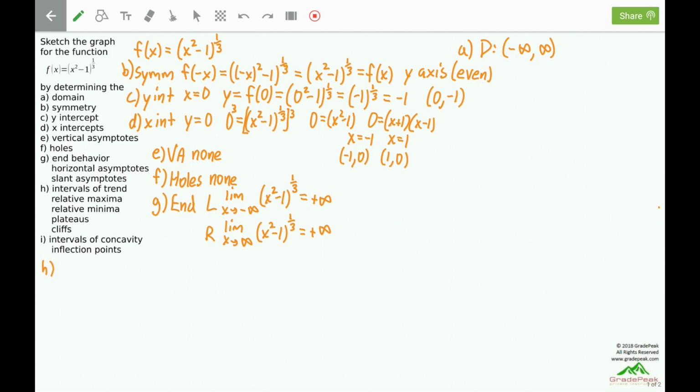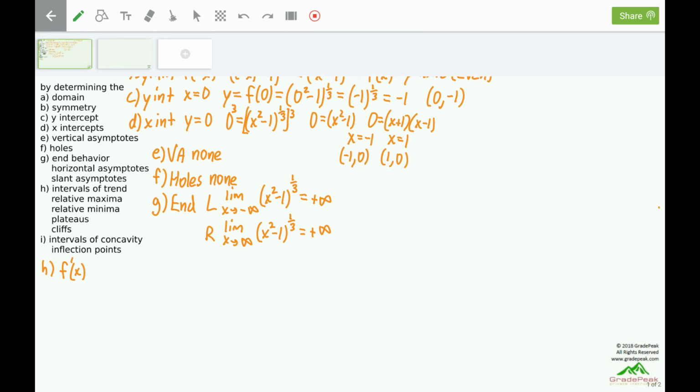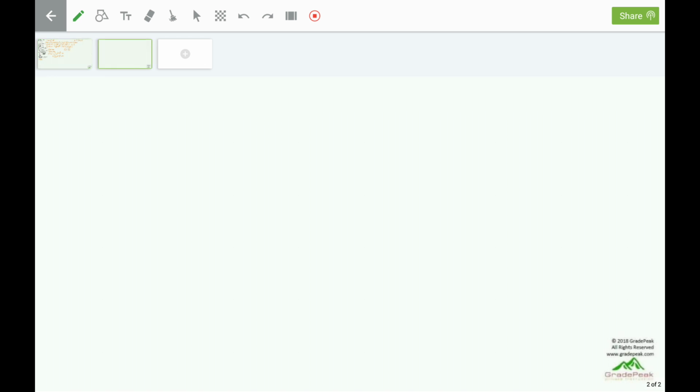For part H, we want to determine the intervals of trend, relative maxima, relative minima, plateaus, and cliffs. All of this involves the first derivative, f prime of x. The first derivative and the second derivative can be a little bit more involved here, so we can go to another page to work it out.